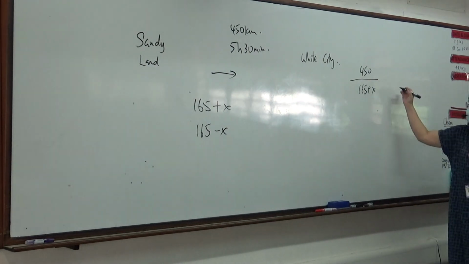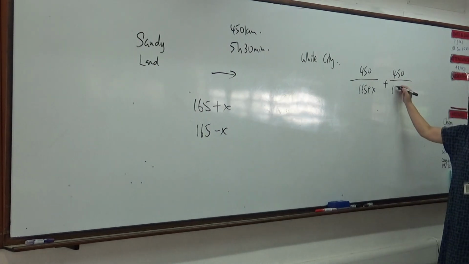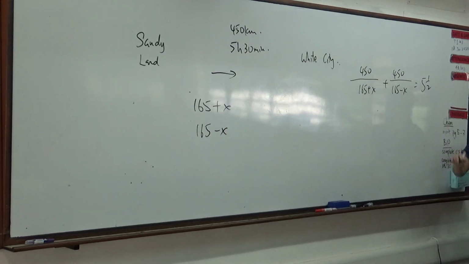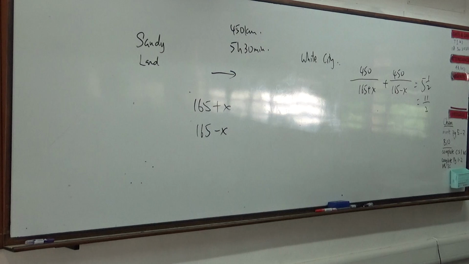The total time is 5 hours 30 minutes. So the flight back is what? 165 minus x. This must give me 5.5, right? Which will be 11 over 2. Then you just cross multiply, and you'll be able to get x. It's not that difficult. That's why the advanced is not that advanced.